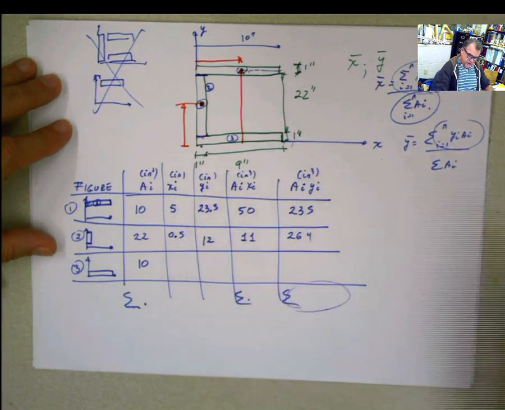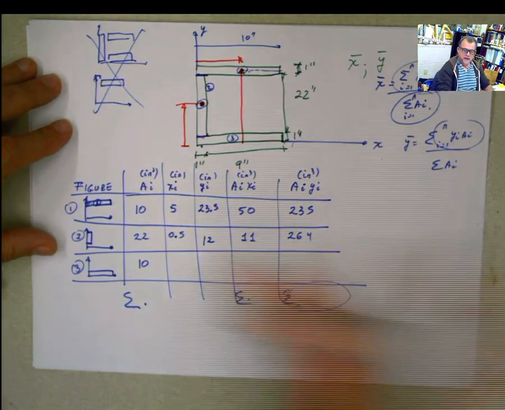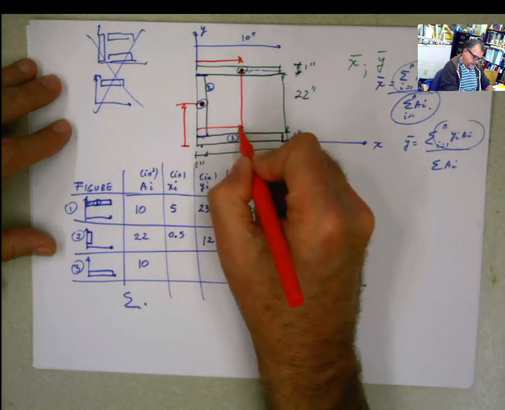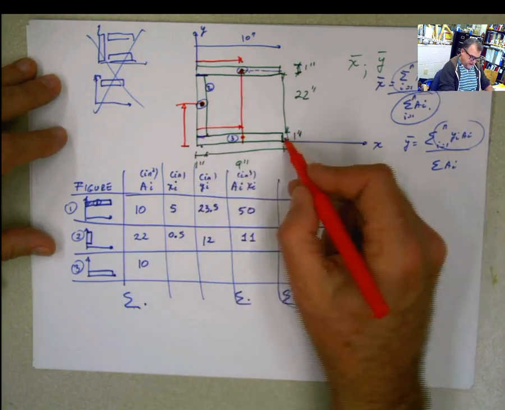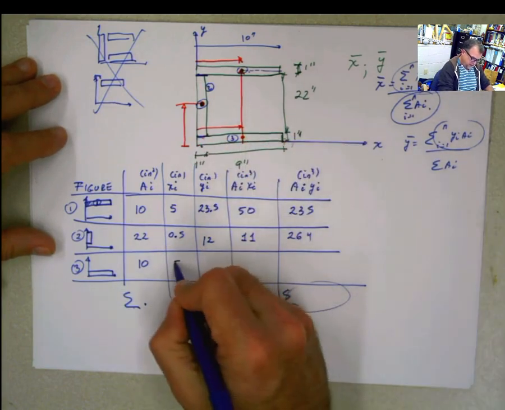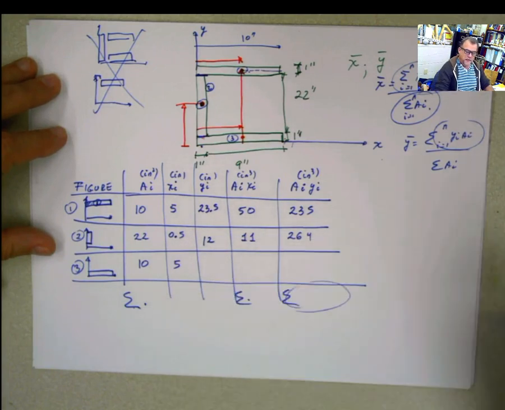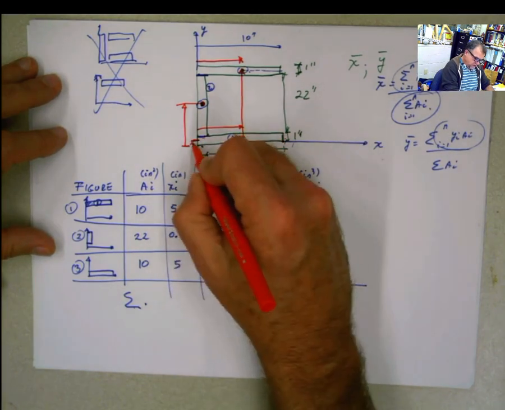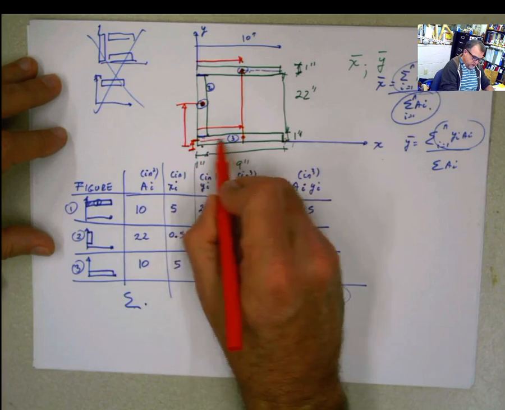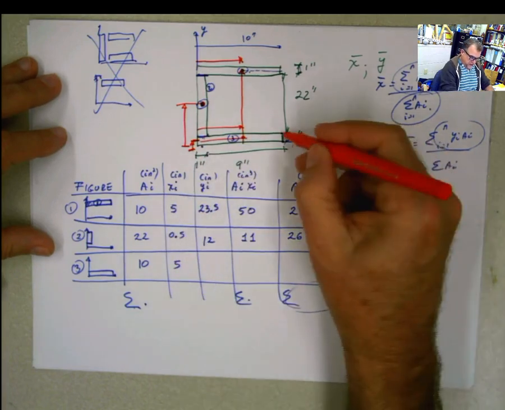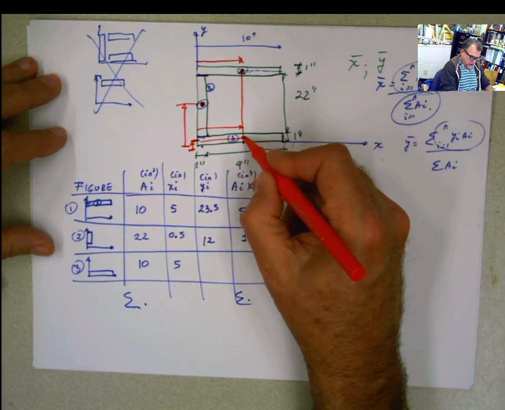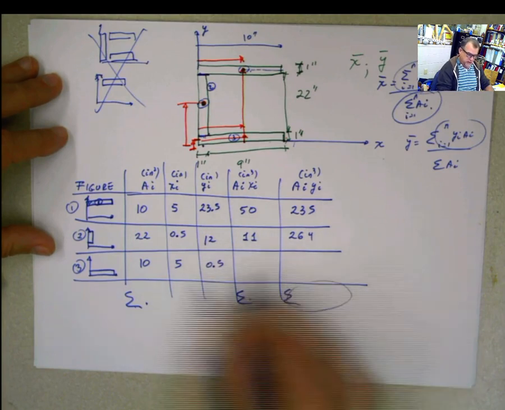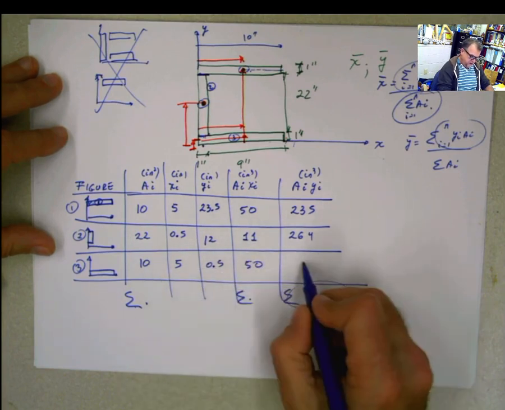The xi, what is xi? Xi is the distance from my axis of reference measuring x to the centroid of the figure. Centroid of the figure is this, meaning the distance is that. How much is that? Well, if this is 10, this is 5. Half of the base. Perfect. Now, what is y? Y is the distance measuring y from my axis of reference. So this is going to be the y because the centroid is here. If this is 1, the distance from here to the centroid is 0.5, meaning this distance here will be 0.5. And now multiply. 10 times 5 is 50. 10 times 0.5 is 5.